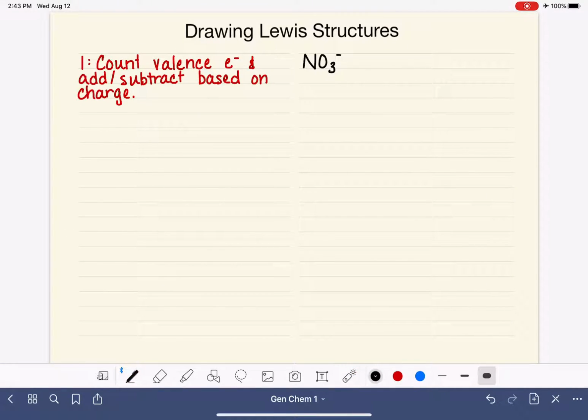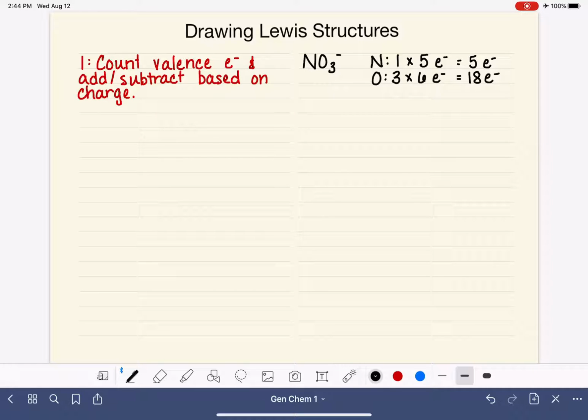So here we're going to count them up for NO3-. We have 1 nitrogen atom, and each nitrogen atom has 5 valence electrons, which we saw off the periodic table. And then for the oxygen, we have 3 oxygen atoms. Each oxygen atom has 6 valence electrons, so altogether they're contributing 18 electrons.